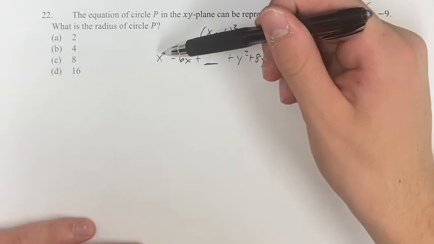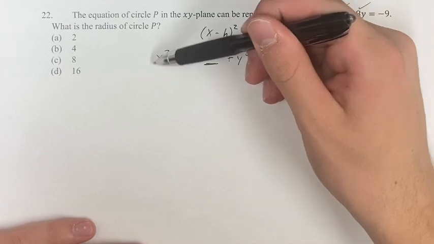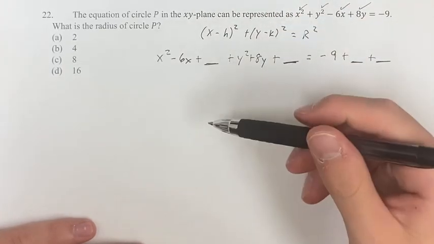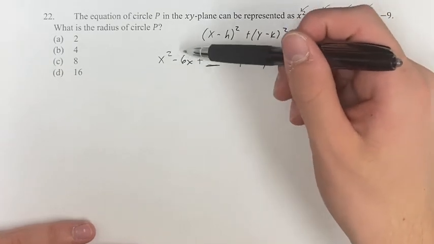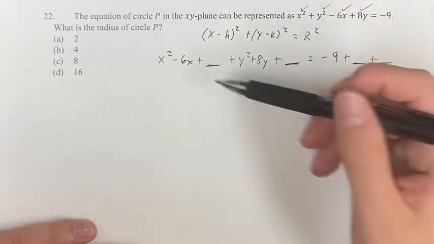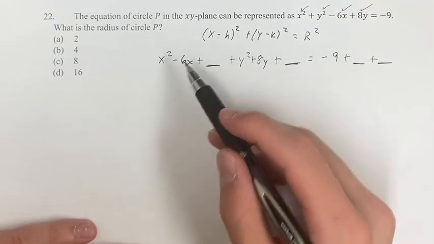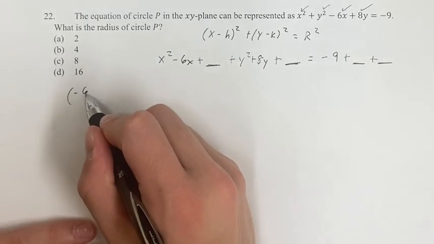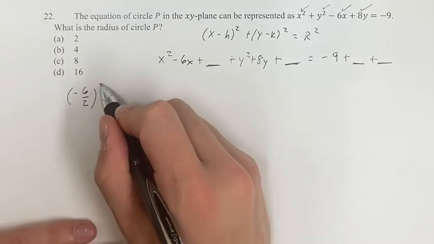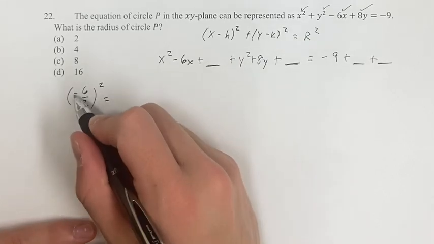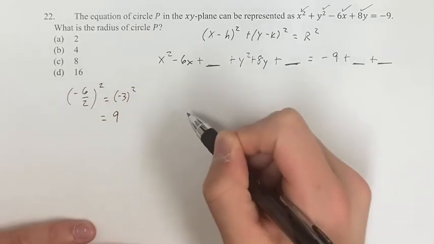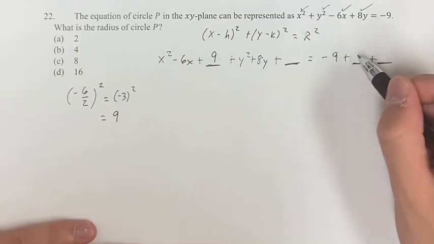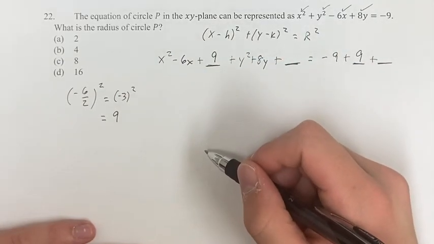If the coefficient of the squared term is a 1, then there's a really quick trick that you can do to find the number that you have to complete the square with. You take the number of the linear term, the term with just an x in it, and divide it by 2, so negative 6 divided by 2, squared. Negative 6 divided by 2 is negative 3, squared, which is 9. So we're adding 9 to this side, and again, that means you have to add 9 to the other side.